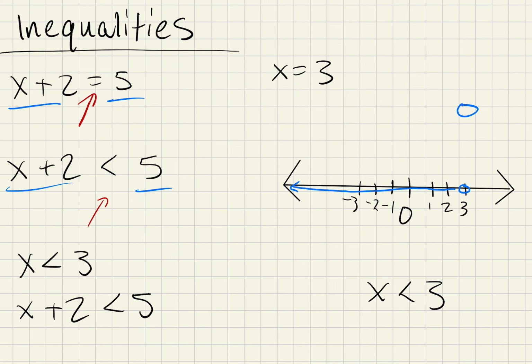If, for example, our restriction was x has to be greater than 2, then we would have an open circle at 2, since it has to be greater than 2, and it would be going to the right, because it's allowed to be every value larger than 2.